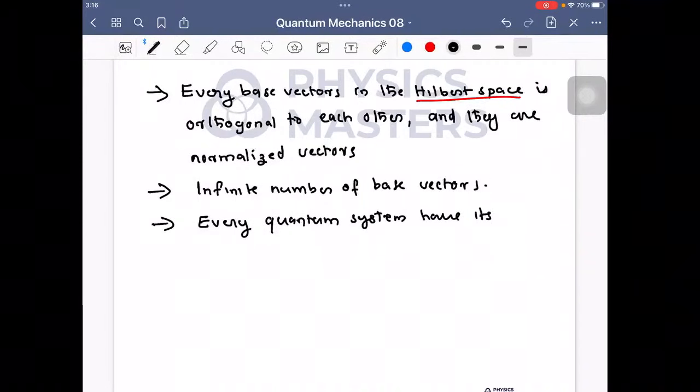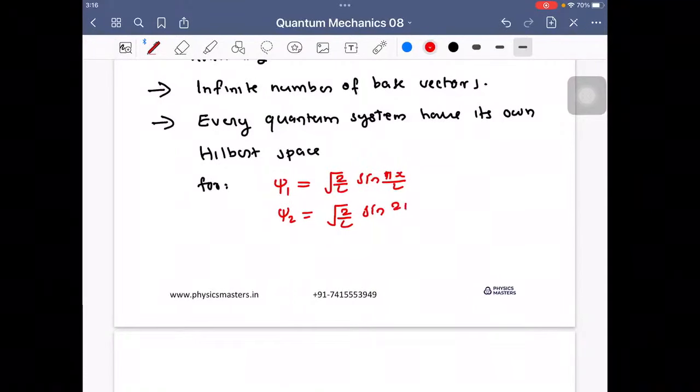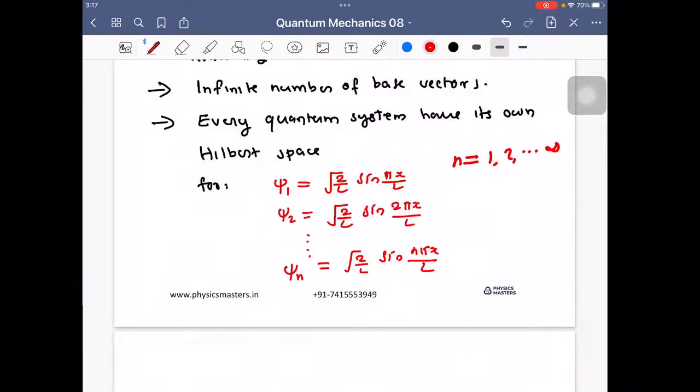Every quantum system has its own Hilbert space. For example, a particle in an infinite 1D box. We know that for a particle in an infinite 1D box, psi 1 equals under root 2 by L sine pi x upon L, psi 2 equals under root 2 by L sine 2 pi x upon L, etc. Normally we can write psi n equals under root 2 by L sine n pi x upon L. And for a particle in an infinite box, n cannot be 0; it can be 1, 2, 3 up to infinity.